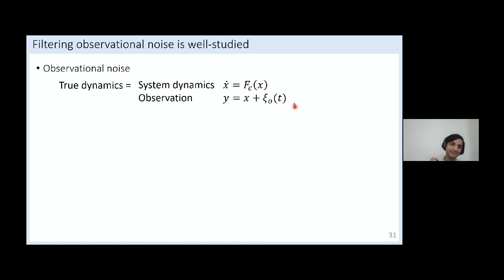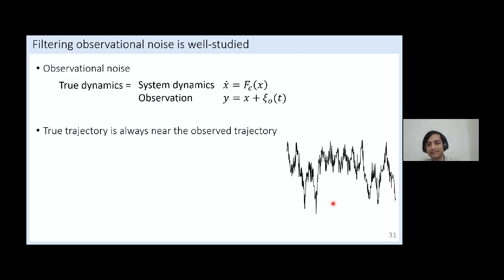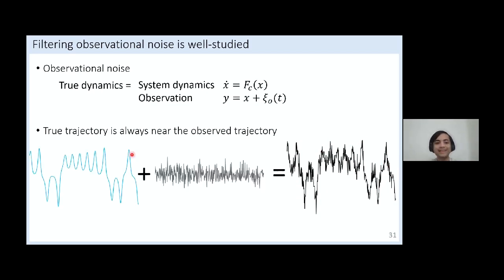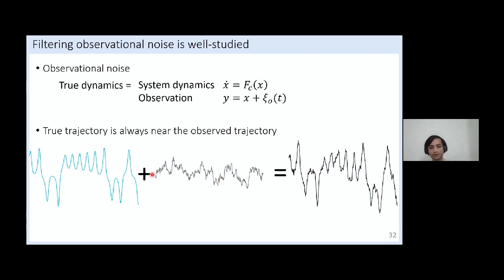But what's key is that in the case of observational noise, the true trajectory is always near the observed trajectory, right? If I observe something that looks like this, I know that it's actually coming from a clean signal that doesn't look very different, plus some noise. So whatever trajectory I have over here is always going to be in the neighborhood of this trajectory. And of course, this is true irrespective of the spectrum of the noise. Here I have some sort of white noise, but you could also have colored noise, which perturbs this trajectory in slightly harder to filter out ways, but really my trajectory is still always going to be close to this trajectory.